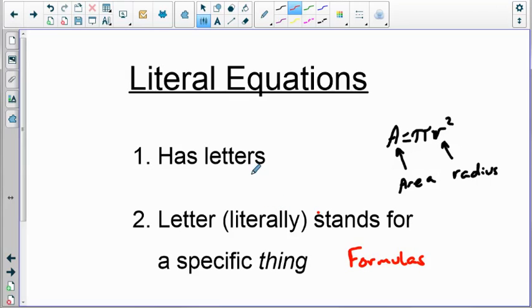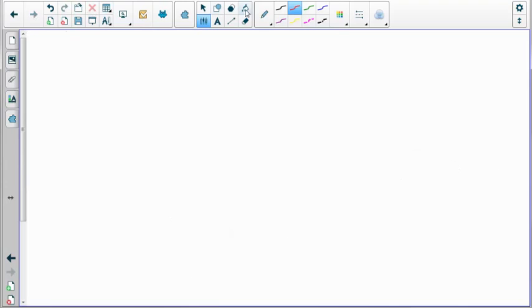Okay. Since we're going to be working with literal equations, let's look at what we're going to do with J6. J6 has equations where it has variables on both sides. So let's start with an equation with a variable on just one side. X plus 2 equals 5. You guys know that this is a one-step equation. You simply take 2 away from both sides. 2 minus 2 is 0, and 5 minus 2 is 3. So x is equal to 3.